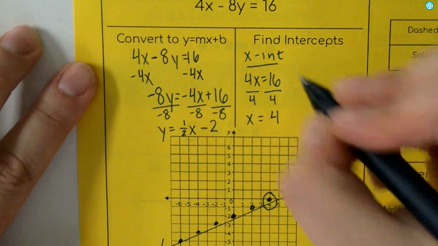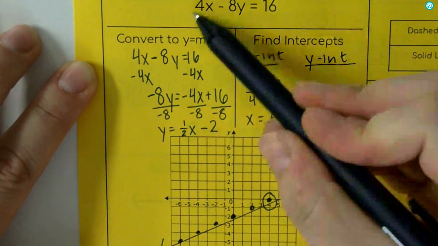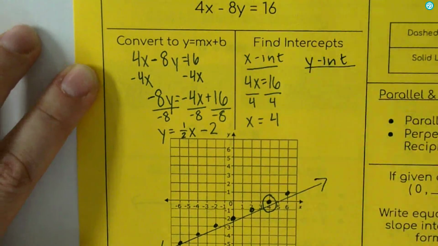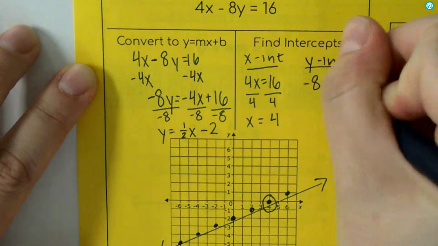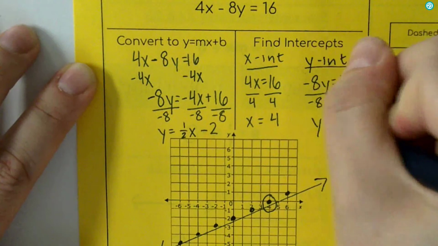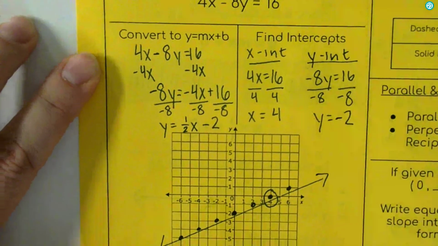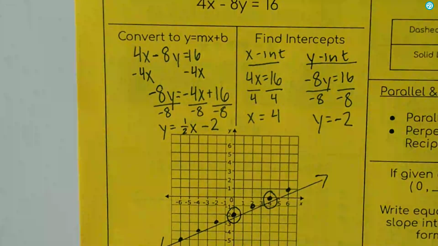Okay, for my y-intercept, I would plug in 0 for x. 4 times 0 is going to be 0. So then I'm just going to have negative 8y equals 16. Divide both sides by negative 8. I'm going to get y equals negative 2. So then I would put a dot on my y-axis at negative 2. Then I would do a better job than I did and connect those two together.